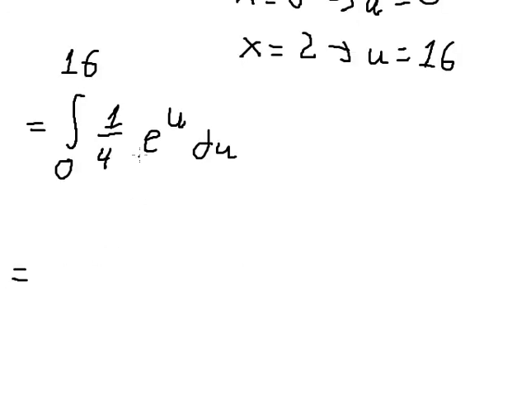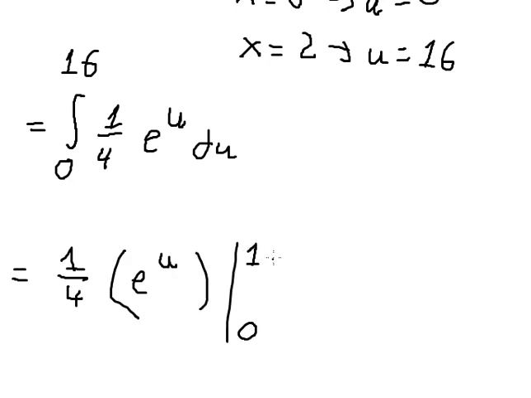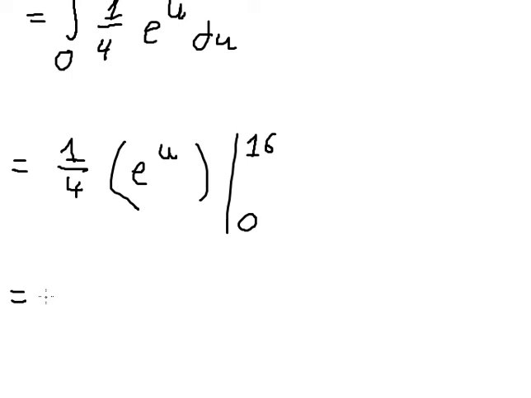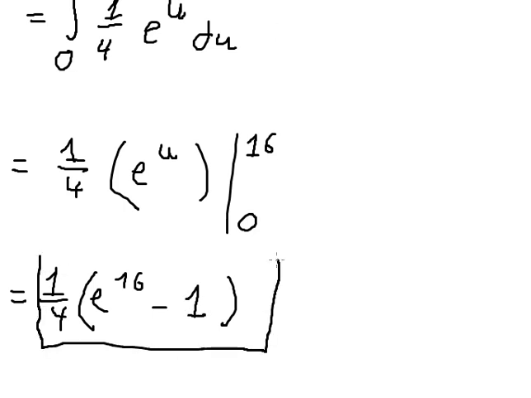And now we have the final answer, the integration of this one. We have e to the power of u, and we put the bounds from 0 to number 16. And we have the final answer in here. E to the power of 0 is number 1. And this is the final answer we need to find in here.